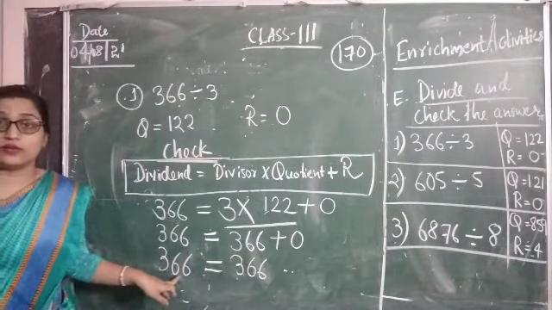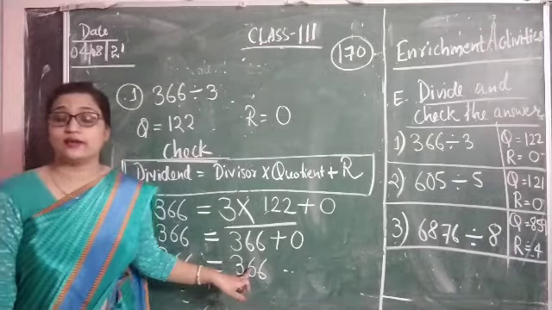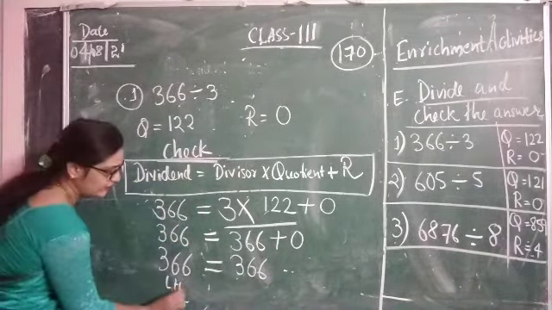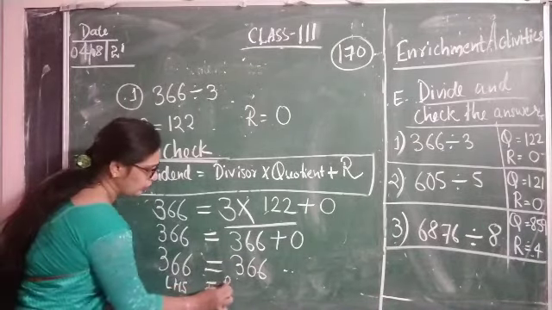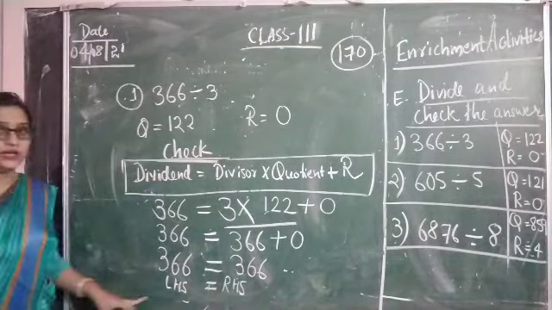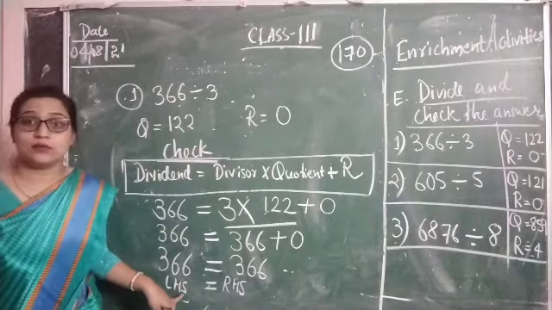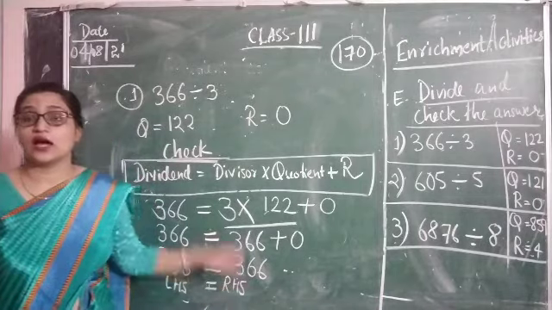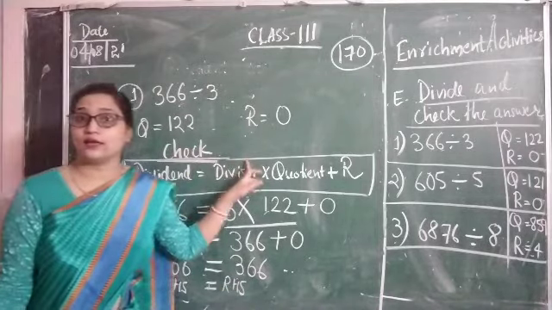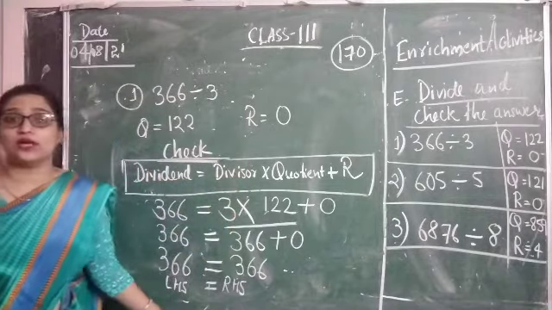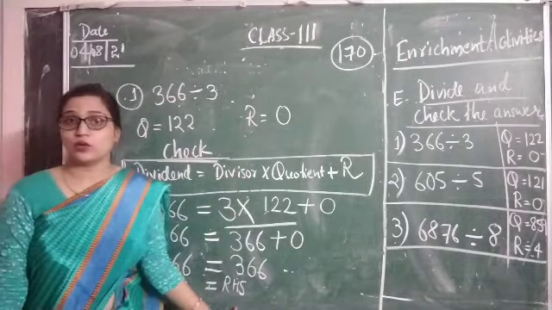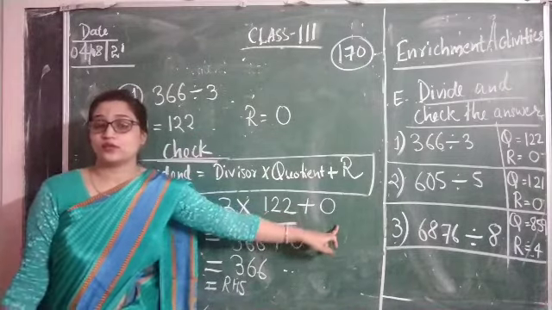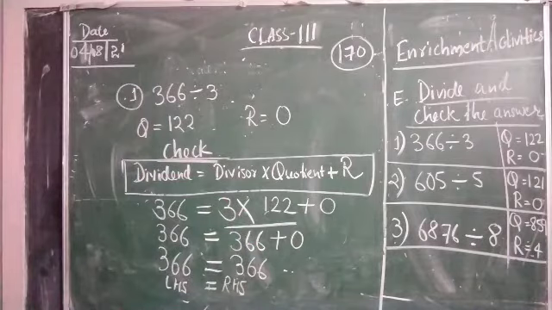Okay, just observe the answer. Left hand side, 366. Right hand side, 366. That means we can say that left hand side is equal to right hand side. Okay, if we are getting the same left hand side and right hand side, if they are equal, that means our answer is absolutely correct. Okay, in this way you have to check the division sum. Other than this, two more questions are there for checking. So let us move to the second one.